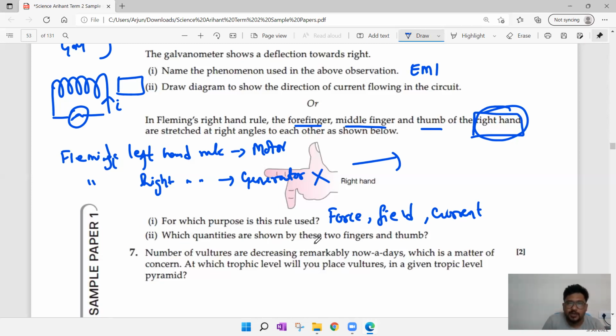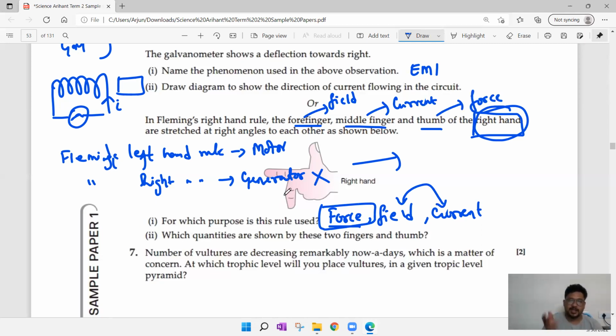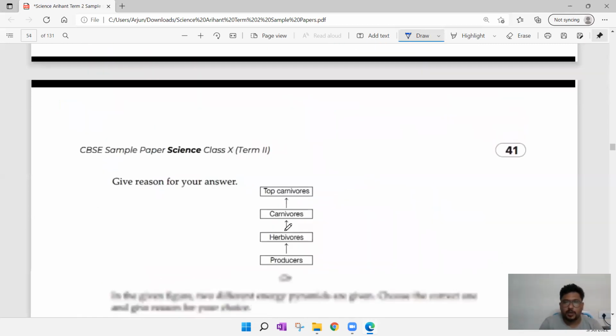Which quantities are shown by these two fingers and thumb? Same. Two fingers are showing field and current, and the thumb is showing force. So which finger is showing what? The forefinger is showing the magnetic field. The middle finger is giving information about the direction of current. The thumb is giving information about the direction of force. That is the thing. Either right hand rule or left hand rule, both are the same. Don't worry. So that's the end of 2-mark questions.